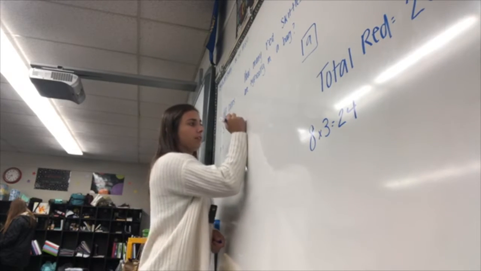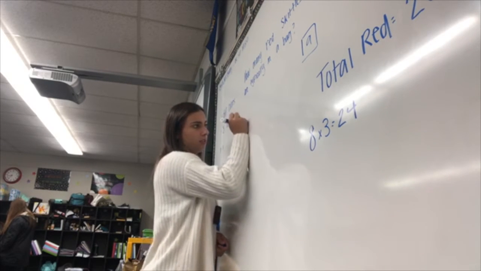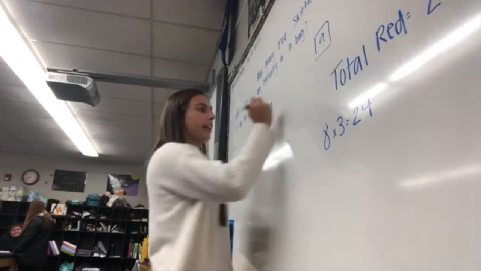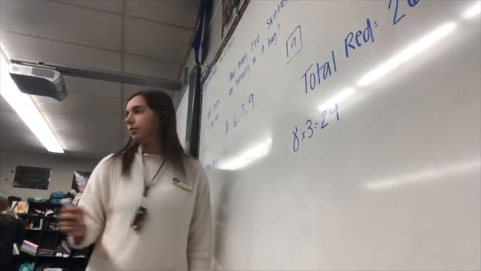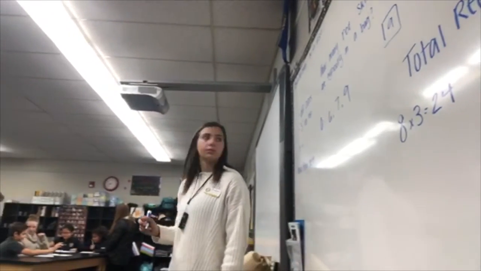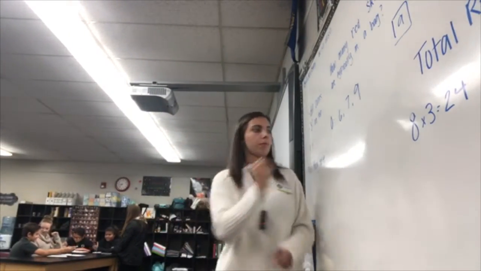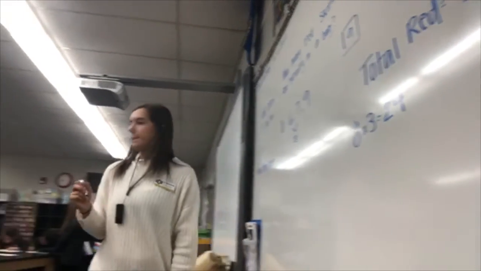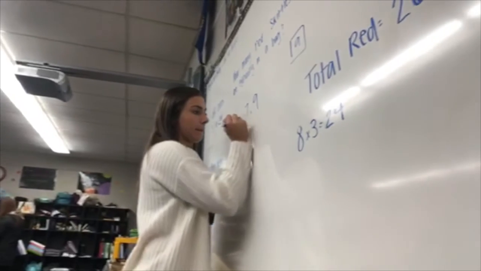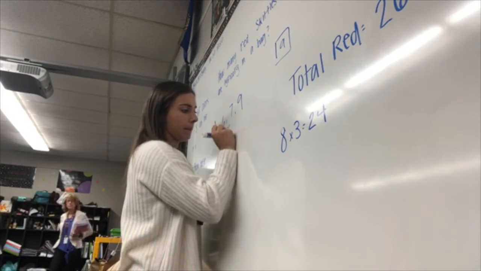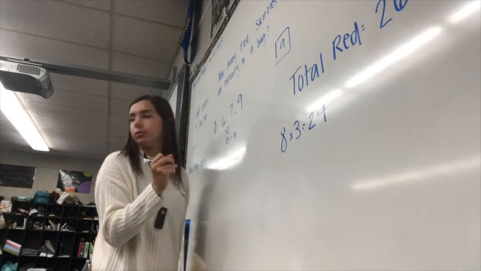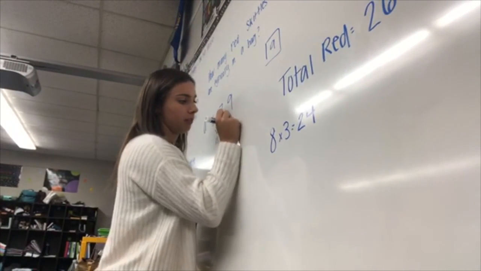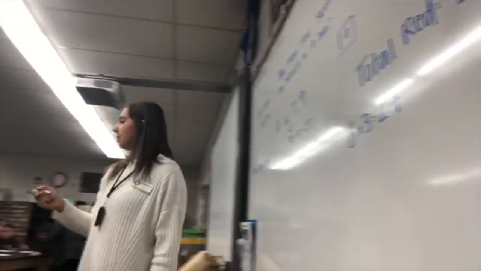So we have orange. 6, 7, and 9. But I got 22. I had 6 and 7, which is 13. And then 9 plus 13 is 22. Aubrey, do you agree with this? Why can't that be divided into 3 even?